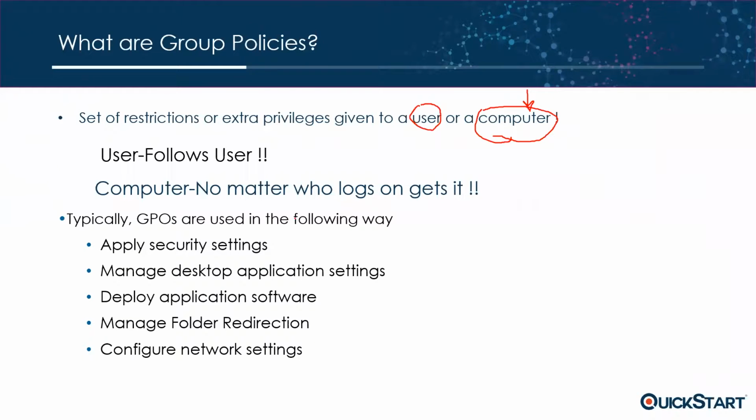Typically, group policies are used in various ways, and some of the important ways are applying security settings. When we say security settings, the first thing that comes to our mind is password and account lockout, because these are some important security settings which every company has to lay down. Then you can also manage desktop applications, you can deploy software, you can also manage folder redirection from there. Guys, there is an endless list of what policies can do.